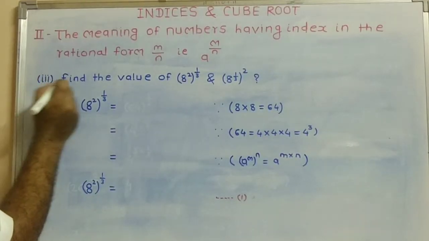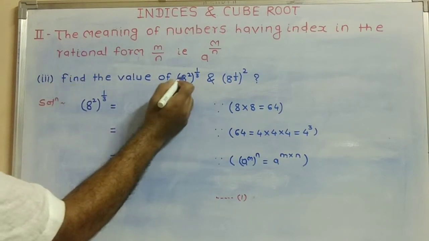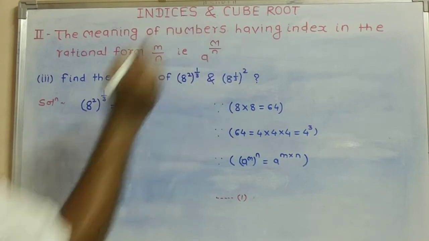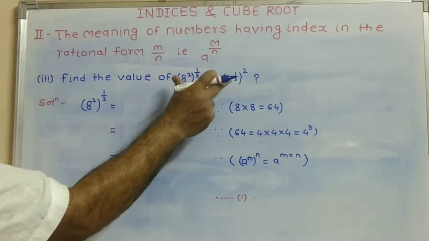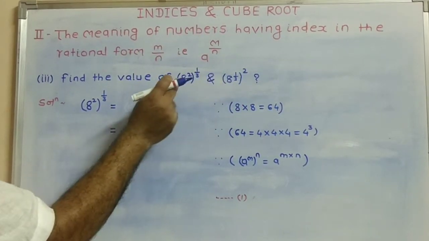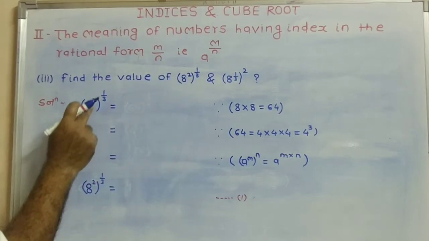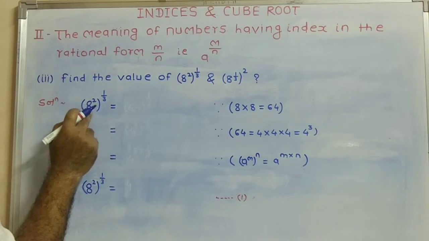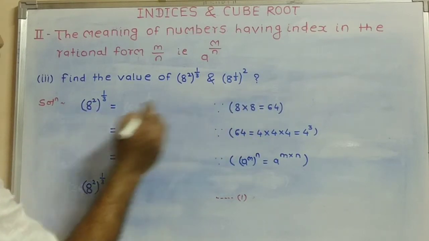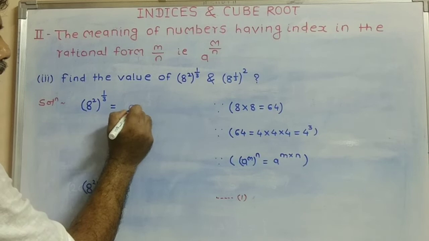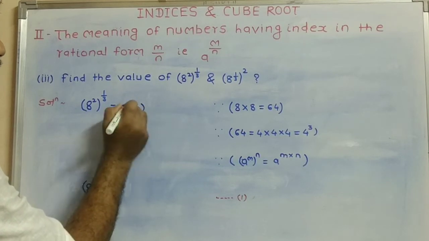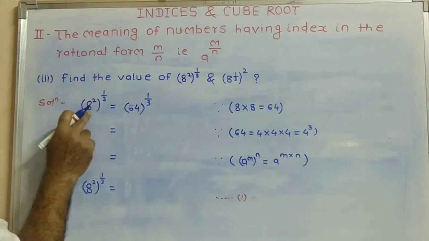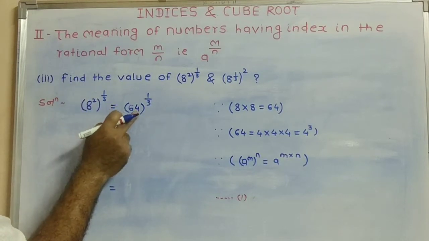Now, consider the third example. That is, find the values of 8 square to the power 1 upon 3 and 8 to the power 1 upon 3 bracket square. Among these, we will find the value of both. First, I will consider this quantity, that is 8 square bracket to the power 1 upon 3. Now, I know that 8 square can be written as 8 multiplied by 8, which is equal to 64 to the power 1 upon 3. Here I have replaced this 8 square by 64.